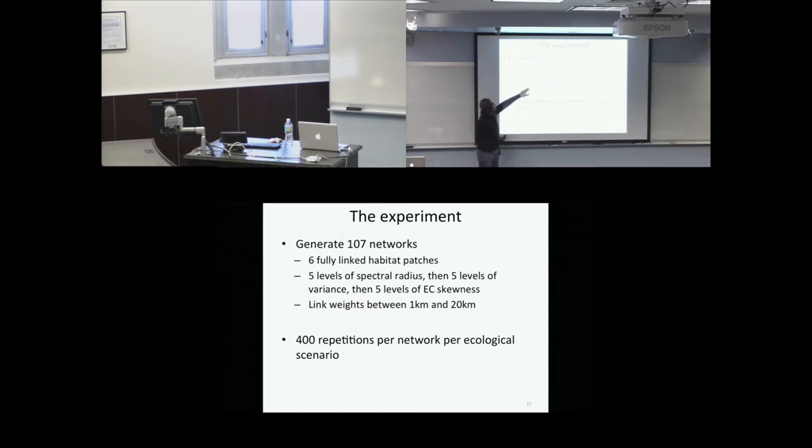We had to bound the ranges of the link weights, otherwise we were looking at an immense combination of different networks. So we bounded the link weights between 1 kilometer and 20 kilometers, because in the literature, the average dispersal of a black-tailed prairie dog is actually 2 kilometers, and the average dispersal of a ferret is 4 kilometers. And so we use a really, really high bound to say, look, anything past this really means death for a dispersing ferret or prairie dog. And so we didn't have to worry about that.